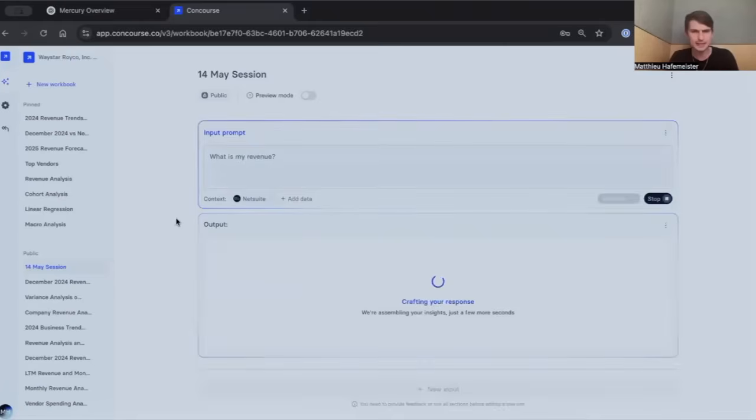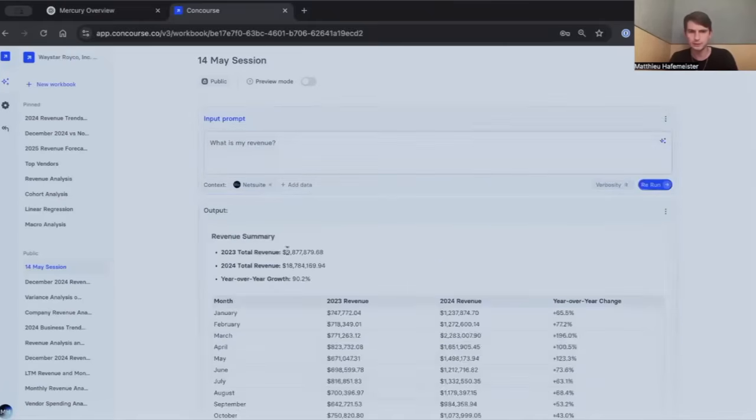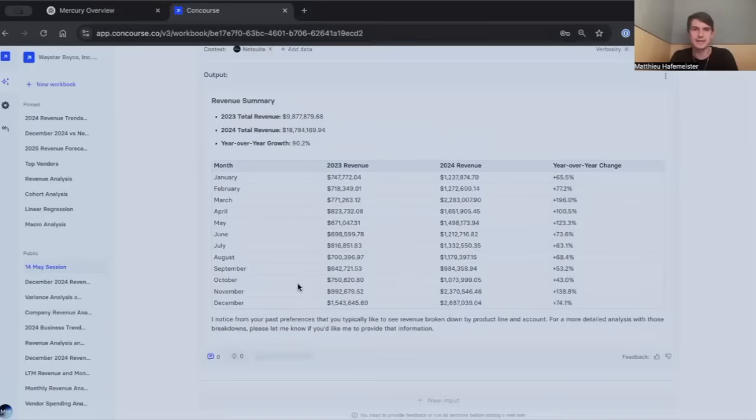And so as you can see here, we've got a basic answer in Concourse around revenue. And we have 23 revenue, we have 24 revenue. It actually created a table as well, and gave us that answer back in a few seconds.